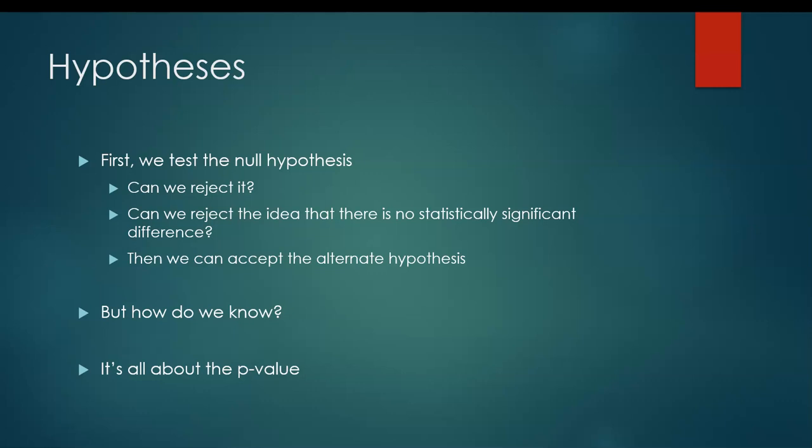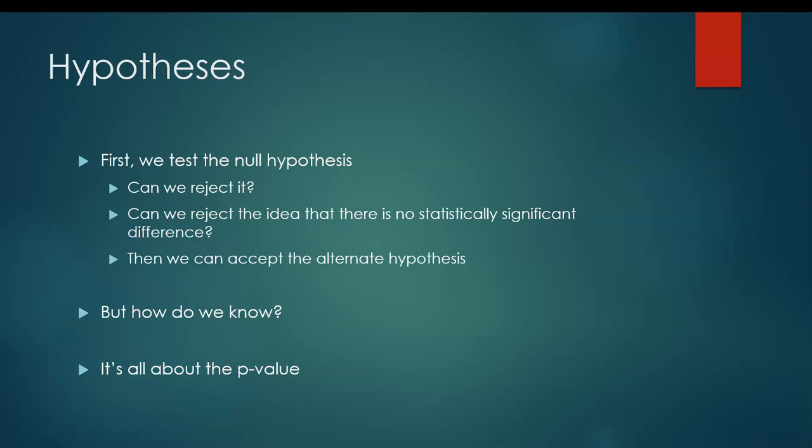So we would then have support for our hypothesis that non-first generation college students and first-generation college students have statistically significant differences in their performance as shown in their GPAs. So how do we know? Well, determining whether or not we can reject the null hypothesis is really kind of a bit of a call that is made by the researcher.